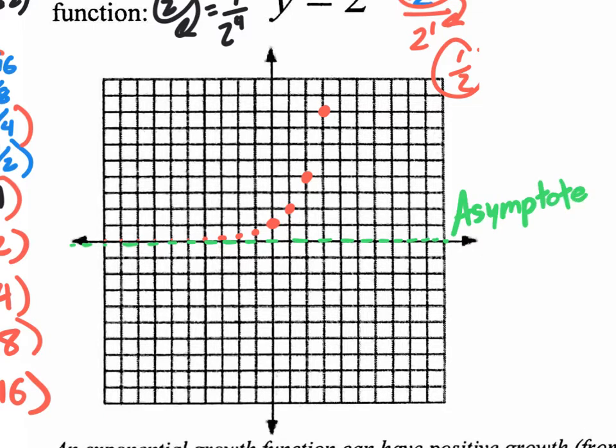Asymptote. Okay? What does that mean? That this graph from right to left will infinitely approach but never actually touch. Let me demonstrate it in the real world here.